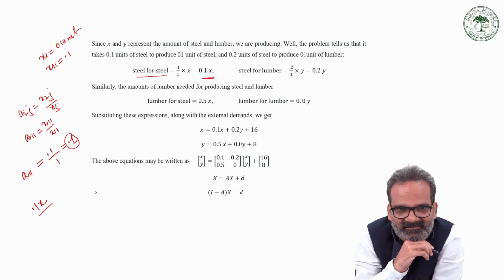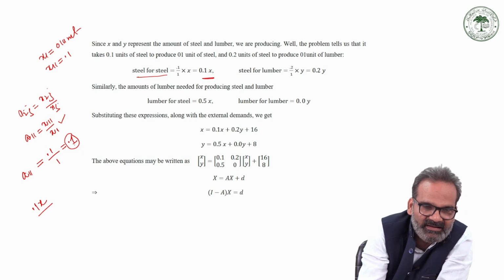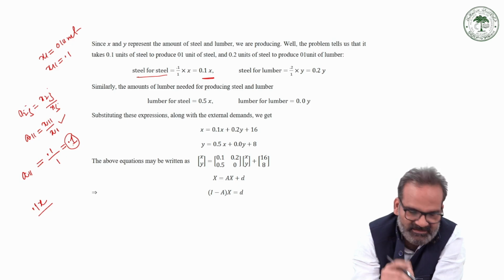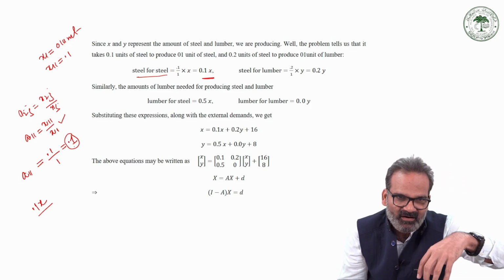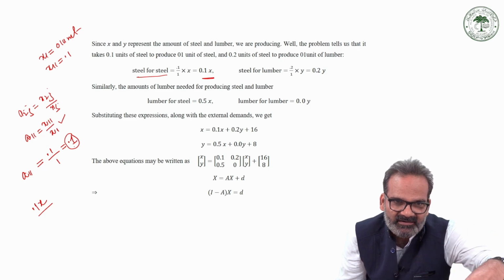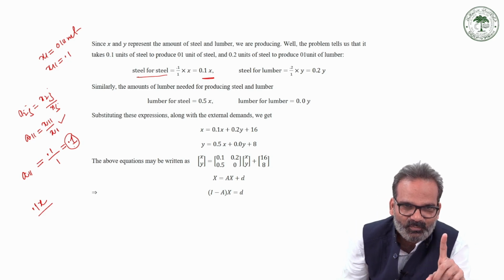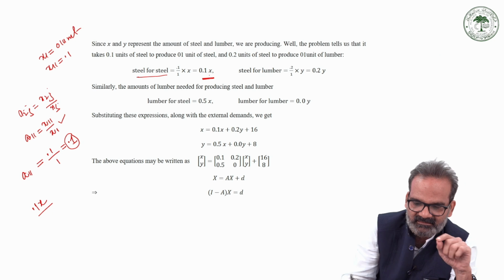This is how we get this equation. Clear? Are you getting the point? By using this formula, A11 is coming out to be 0.1. A11 is the production of 1 unit of steel. A11 equal to 0.1 means 0.1 unit of steel is required to produce 1 unit of steel. So, if we want to produce X units of steel, then 0.1 should be multiplied by X to get 0.1X.